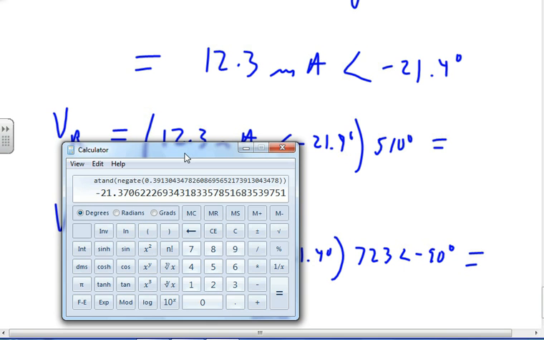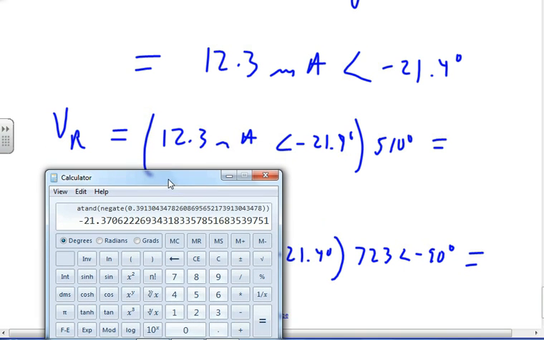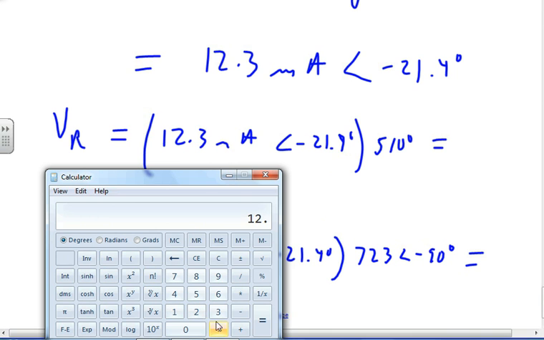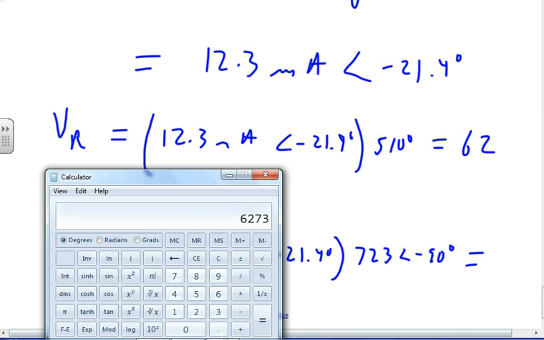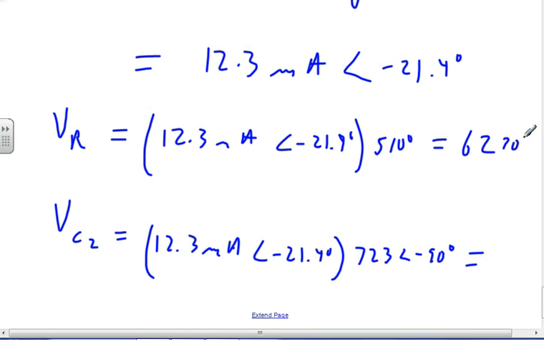I've got this guy already. No, that's the number of degrees I got. 12.3 times 510. 6,200 volts, 270 volts. That's quite a bit. Oh, this is milli. Put the point there. 6.2. We'll call it 6.3. 6.3 volts. All right.